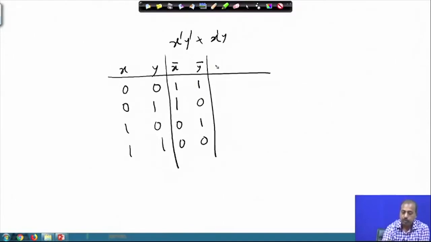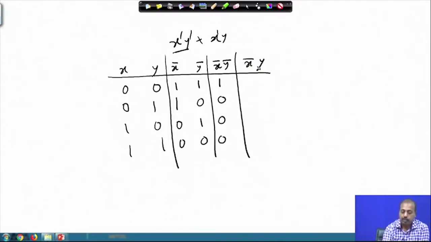Now, if we have to compute, I am using bar and dash interchangeably. If I want to compute x bar y bar, for the first row x bar y bar is 1, because both of them are 1 and the AND is 1. So, this is 0, this is 0, and this is 0. Then I have x bar y.